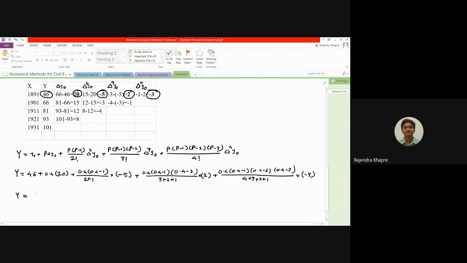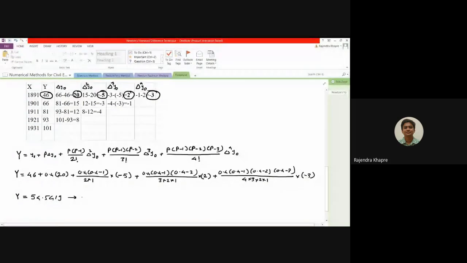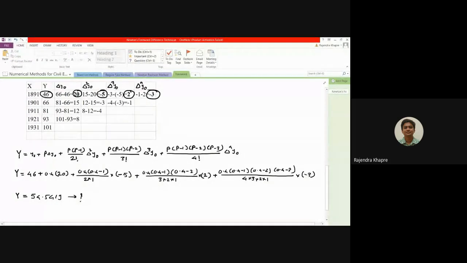Sorry, 54.5419. Someone please cross check whether it is correct or not. 54.8528. Yes, that is the correct one. 54 point 8528. Okay, please check your calculations, everybody should get this value. 54.8528.